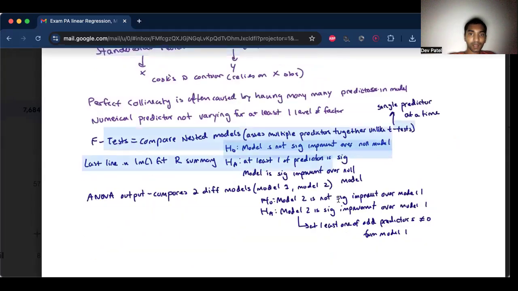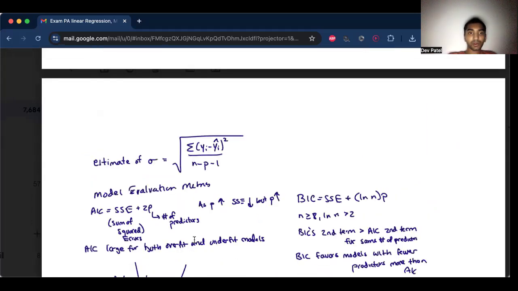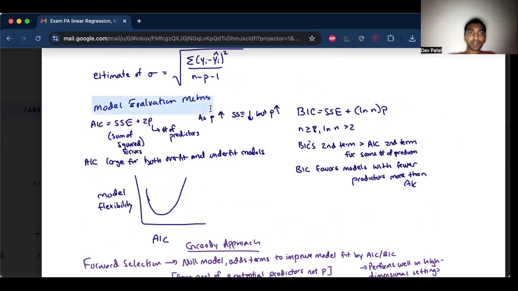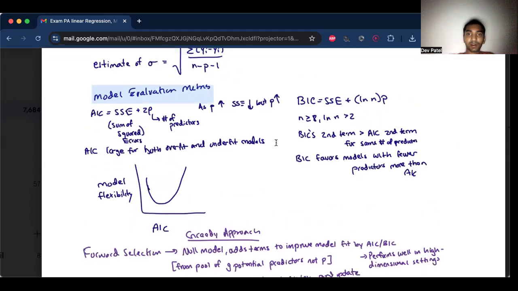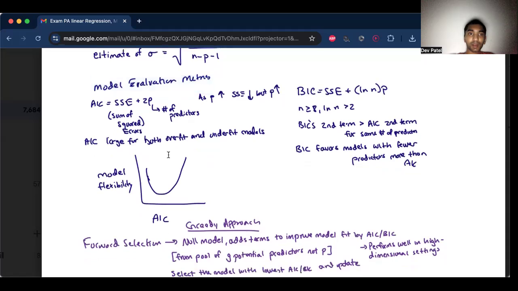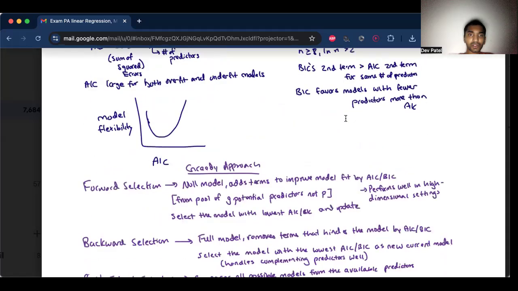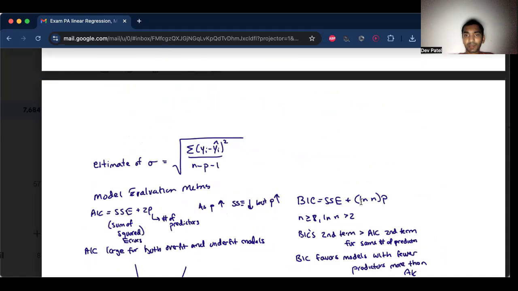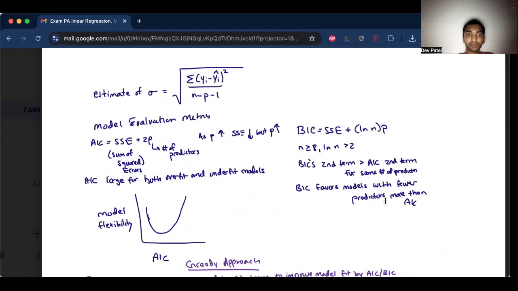We talked a little bit about F-tests and how they allow us to compare predictors together and how they influence the model. We talked about the different evaluation metrics, AIC and BIC, and how BIC favors models with fewer predictors, and we went through the formulas for each. We know that BIC more severely penalizes the term that accounts for the number of predictors in the model.